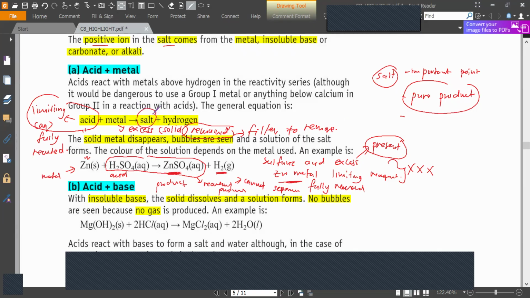Not only do we need to choose the correct reagents to mix together, we also need to think about which one to put in excess and which one is the limiting reagent, so that we can get a pure product. This is a key point for preparation of salts. We want to design the experiment such that we can separate the unreacted reactant. Acid and base.